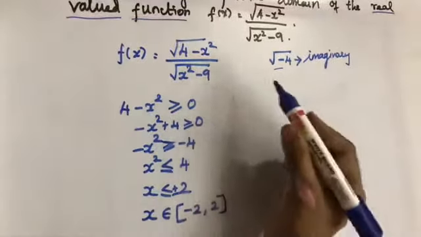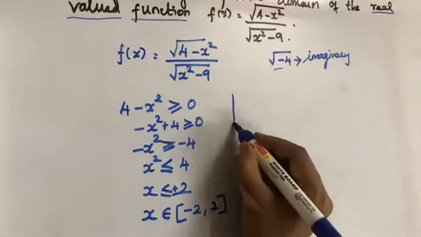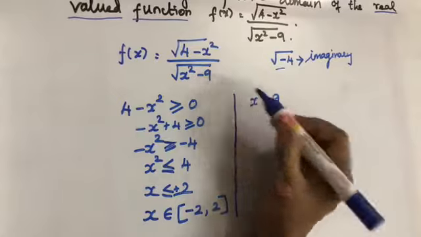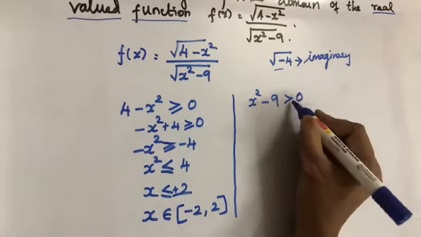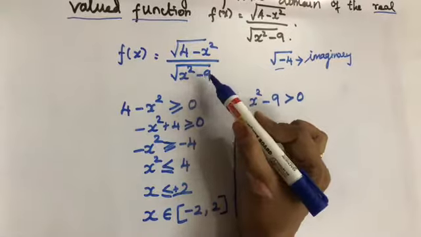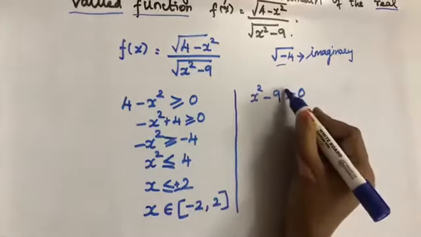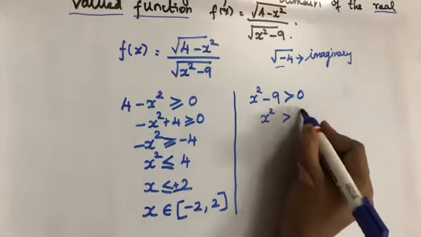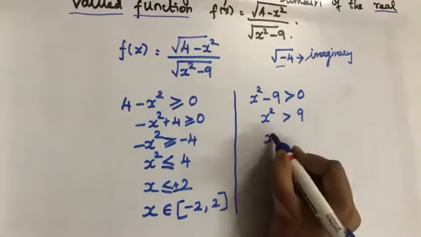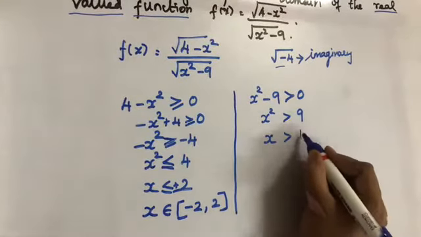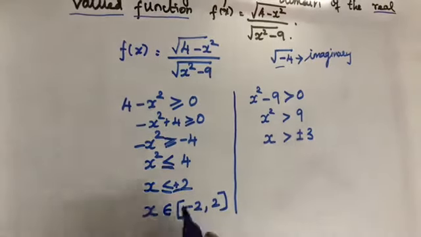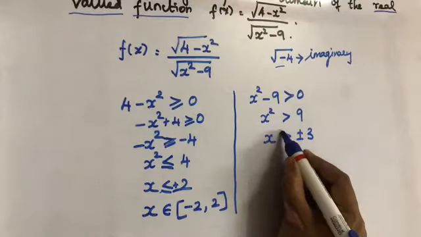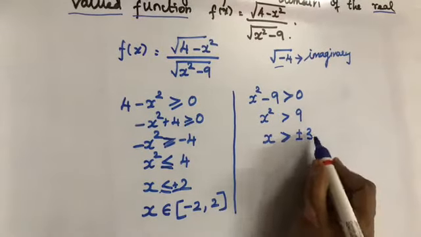Now I am taking this value x square minus 9. It also should be greater than 0. Equal to should not be put here because it should not become 0. So x square minus 9 is greater than 0. So x square is greater than 9. So x is greater than plus or minus 3. Here x is less than or equal to plus or minus 2, but here x is greater than plus or minus 3.